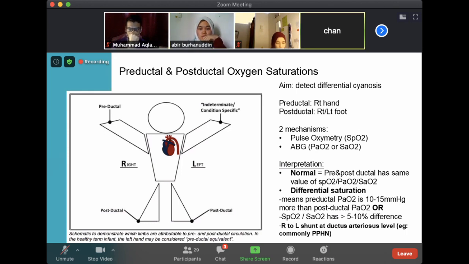From a practical point of view, if you have a baby who's cyanosed, pre-ductal will be your right hand, and post-ductal will be everything else. So if your pre-ductal is higher than your post-ductal, most likely it's a cardiac cause, because the oxygenated blood goes here, and the ones where there's mixing because of the PDA go to the post-ductal area. So basically that's it. If it's not a cardiac cause, then it doesn't matter whether it's pre-ductal or post-ductal. Okay. Next.